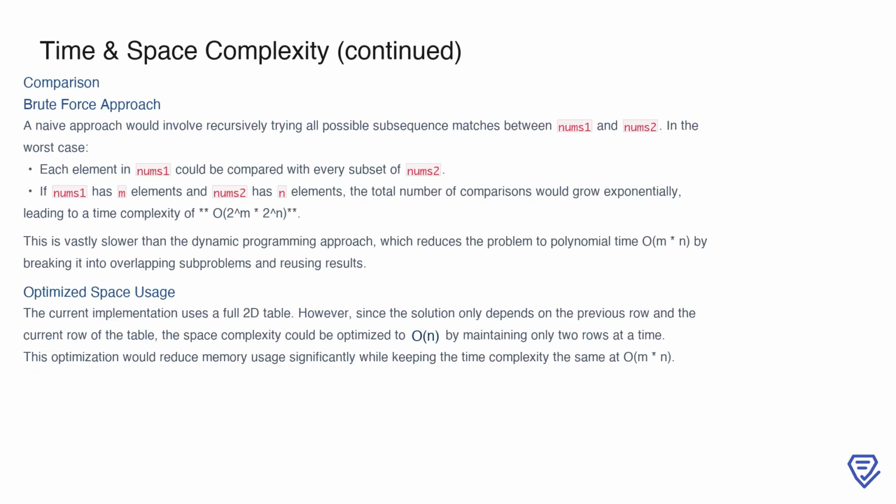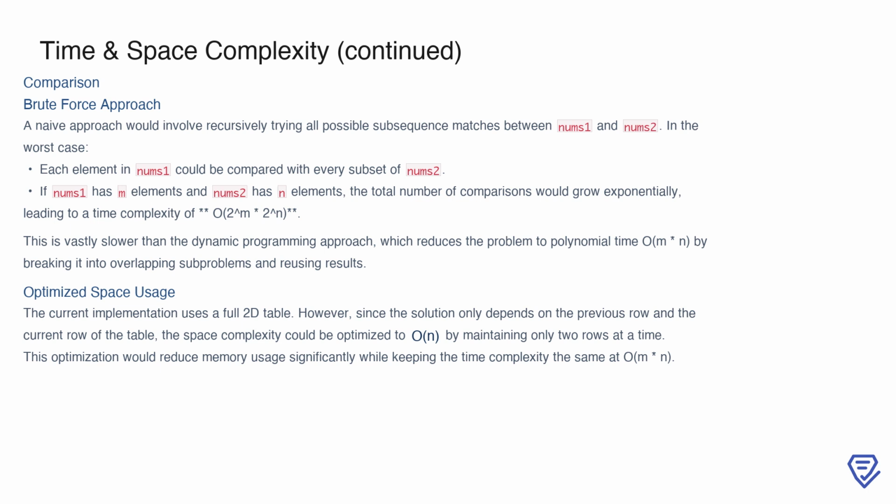Let's compare this dynamic programming approach with a brute force solution to highlight its efficiency. A naive method would involve recursively exploring all possible subsequence matches between nums1 and nums2. In the worst case, each element in nums1 would be compared with every subset of nums2, leading to an exponential time complexity of O(2^m * 2^n). This is clearly impractical for larger inputs.